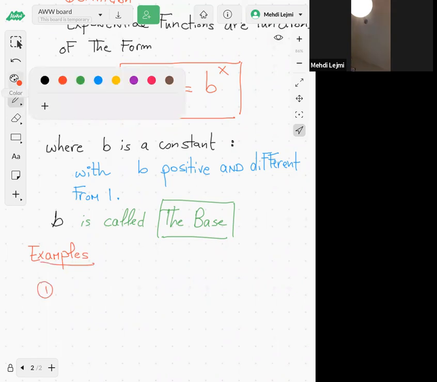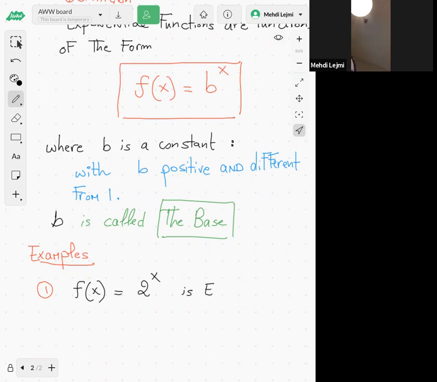So first example, I'm going to just take f of x equal to 2 to the power x. As you can see, whenever I have x in the exponent, that's what we call an exponential function. So the base here, b, is equal to 2. This is an exponential function with base b equal to 2. Okay, that's an example.